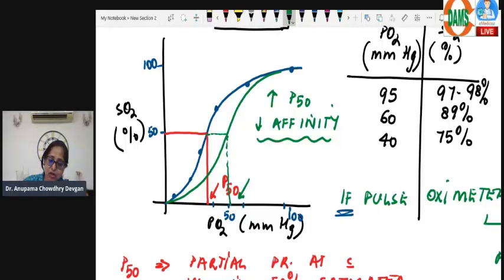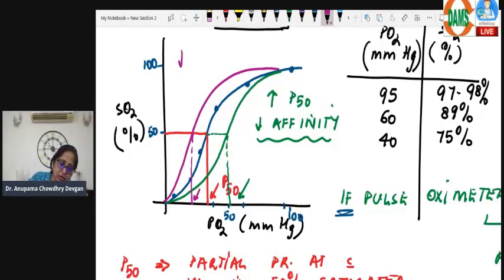But if it is a left shift of the curve, now what happens? Left shift means there is going to be a decrease in P50, or in other words, an increase in affinity. Right shift, increase in P50, decrease in affinity. Why decrease in affinity? Because now I need more partial pressure of oxygen to saturate the hemoglobin to 50%. Left shift, fall in P50 or an increase in affinity: less partial pressure of oxygen is needed to saturate the hemoglobin to 50%.